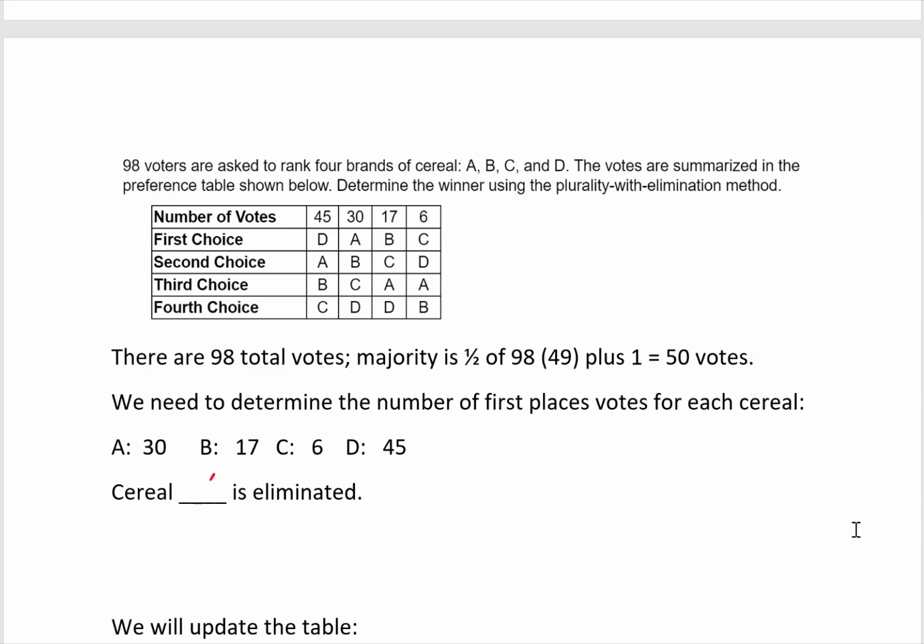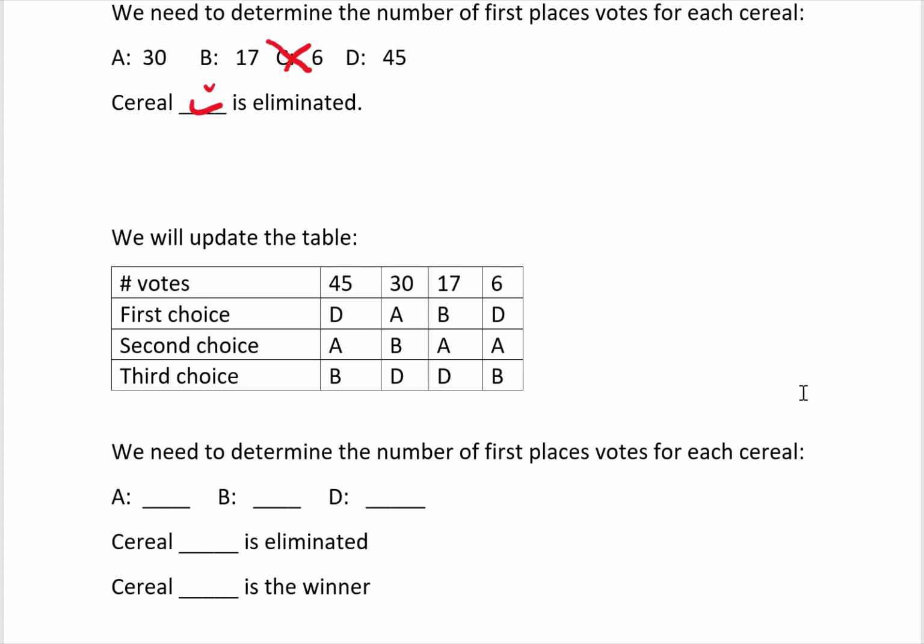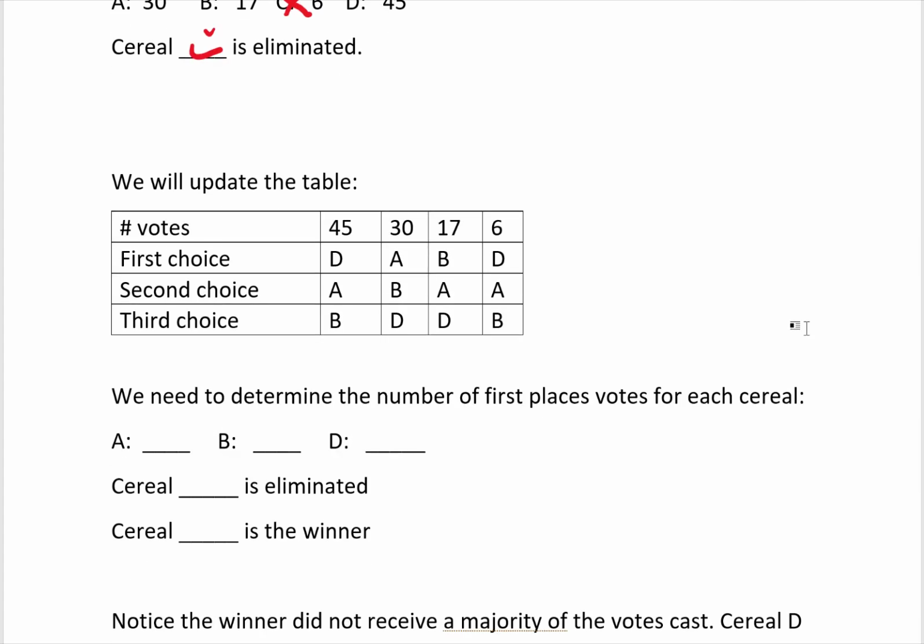So cereal C is going to be eliminated, has the least votes. So I went ahead and took C out of the table and updated the preference table, and here's what it looks like now. So we're going to calculate how many first place votes cereal A has. Cereal A has 30 first place votes. Cereal B has 17 first place votes. And cereal D has 45 plus 6 or 51 first place votes. So cereal B is eliminated, and we're down to just 2 now, and the winner is going to be cereal D.